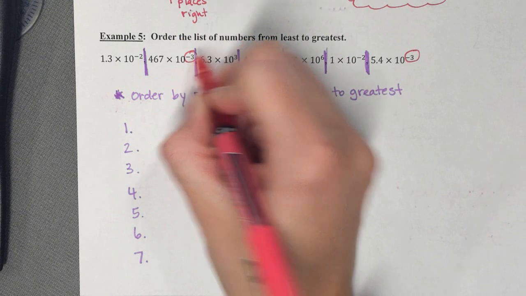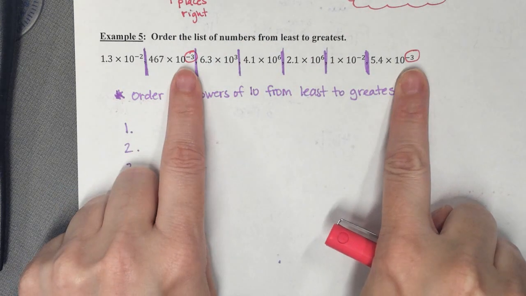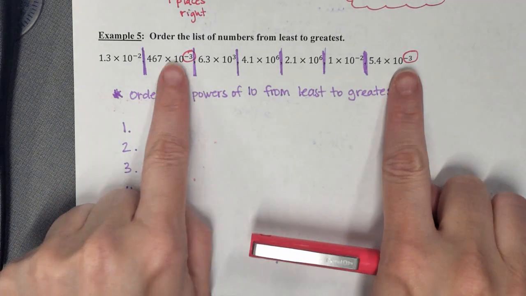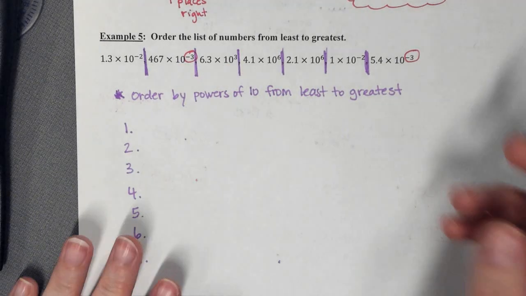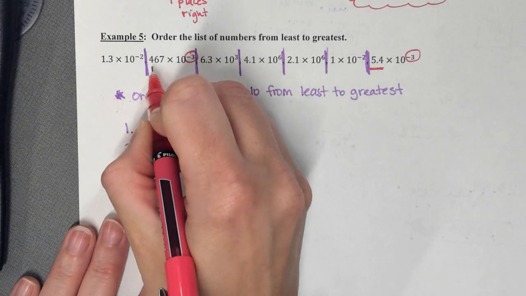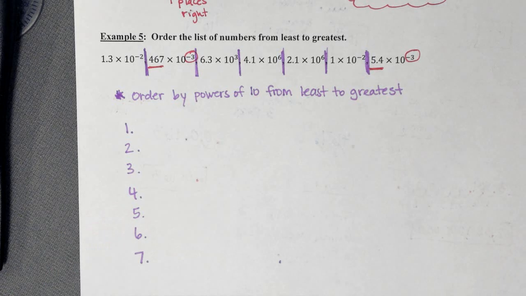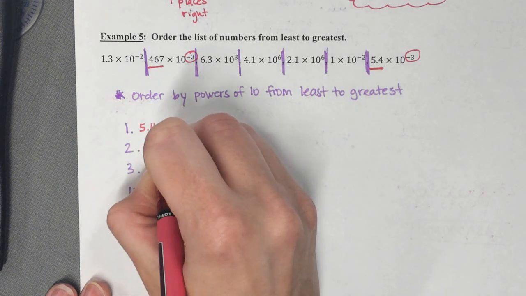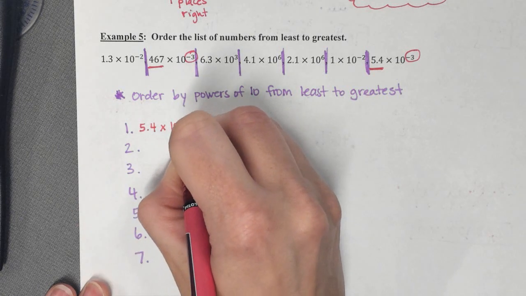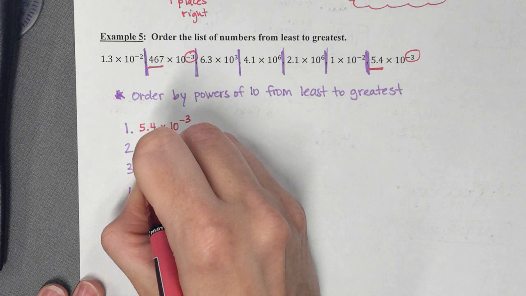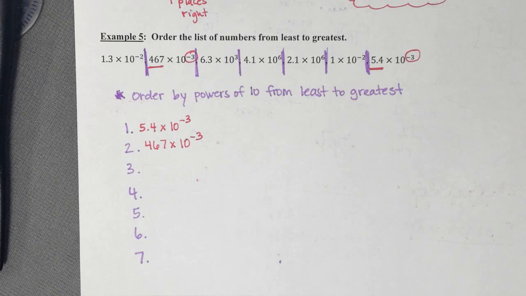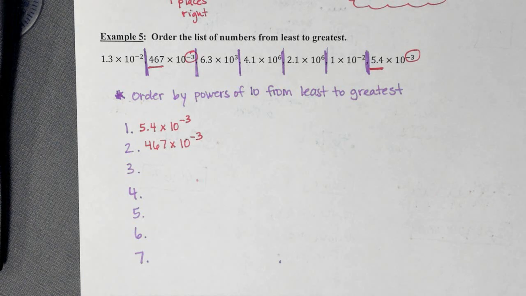Yep. Okay, so this is what we have to do when we're organizing those two. We have to put the smaller number first. So if those are the same, these are going to be the least. So let's look at the numbers. We have 5.4 and 467. Which number is smaller? 5.4. So the first thing we're going to write is 5.4 times 10 to the -3rd. And then the next one is 467 times 10 to the -3rd. Okay, nice work with that one.